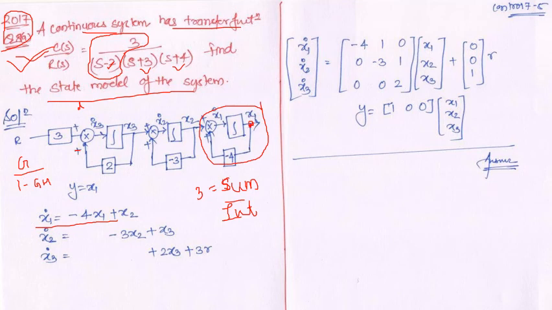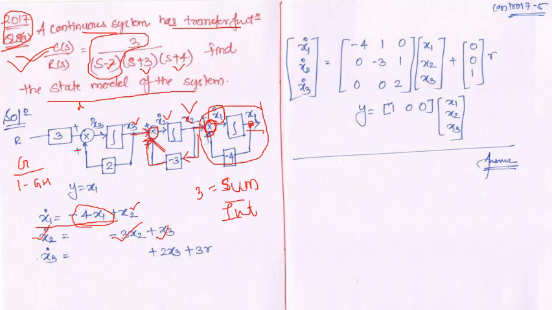Now look at the right side of this implementation, this block. x1 dot can be written as x2. This is the summer output, so I am looking for what are the inputs to the summer. One is x2, which I am writing here, and then minus 4 into x1. These two terms are coming as the input to this summer. Now moving to the second summer, x2 dot is the output. One of the inputs is x3, and the other input is minus 3 into x2. So x2 is moving to this minus 3, getting multiplied and added here.